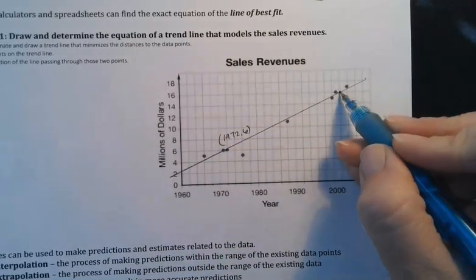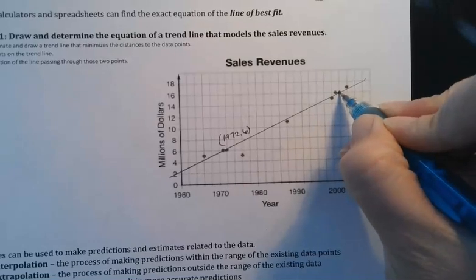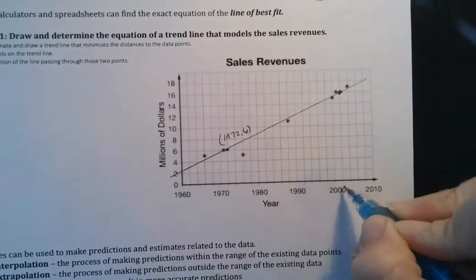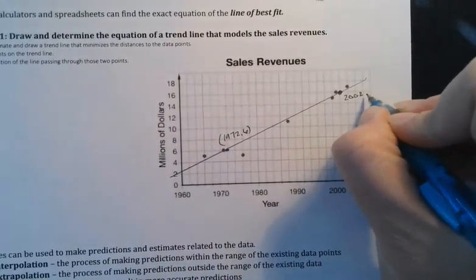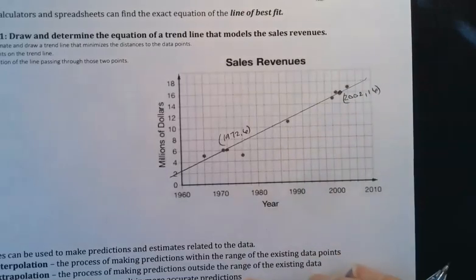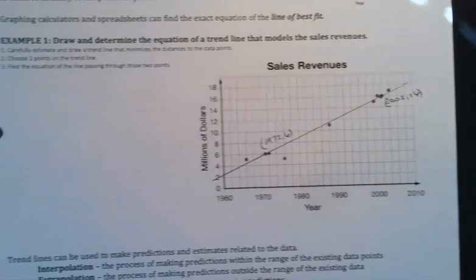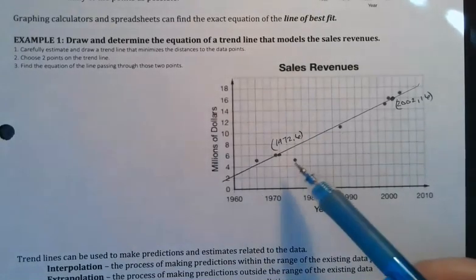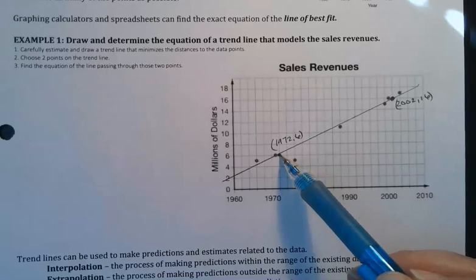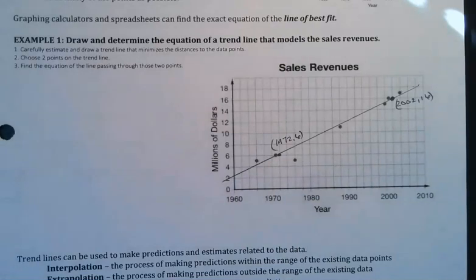And this one looks pretty close to my intersection as well. So I'll use that one, which is 2002 and 16. Okay, so I picked 2 points off of my trend line. I tried to find where they were pretty close to intersecting my line. Like those are called minor grid lines, but where your X and your Y meet, so you're not trying to estimate as much.